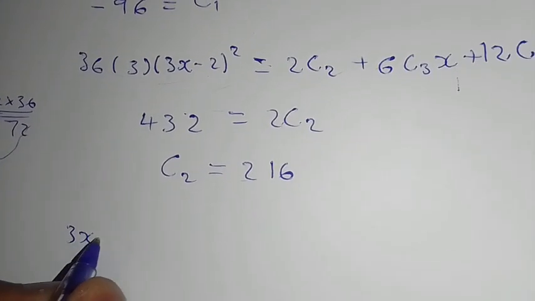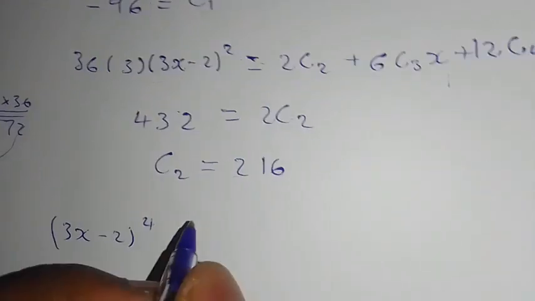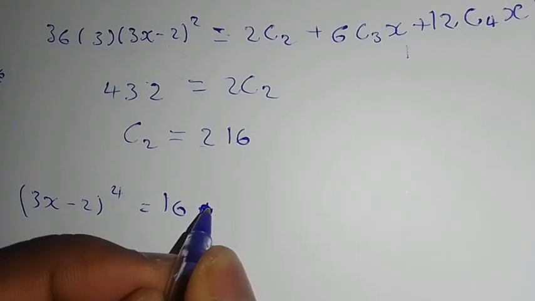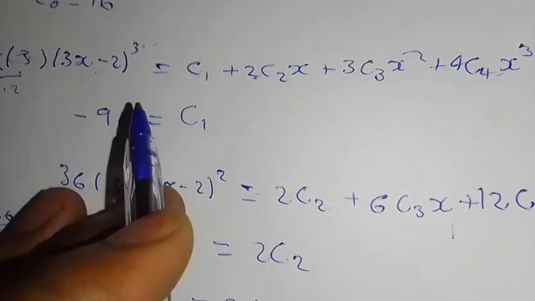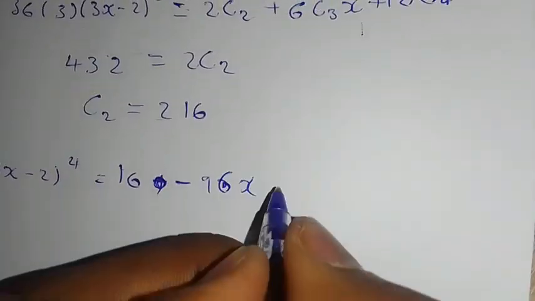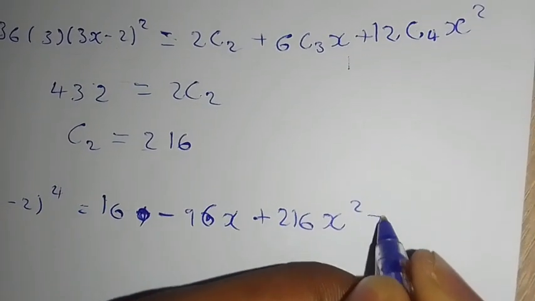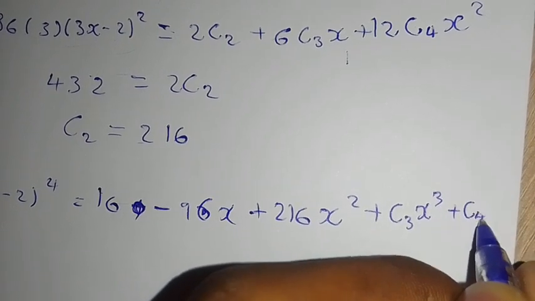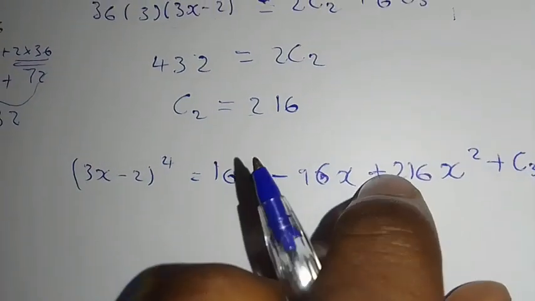So that means that (3x minus 2) to the power of 4 is basically equal to c naught, which is 16, plus c1, which we got as negative 96, so that will just be negative 96x. And we go on and continue, and we end up with c2 being 216, so plus 216x squared. And then similarly you can do the same process and get c3 and c4, x to the fourth, and that will be basically the expansion of that.